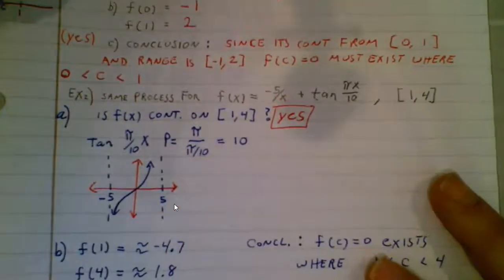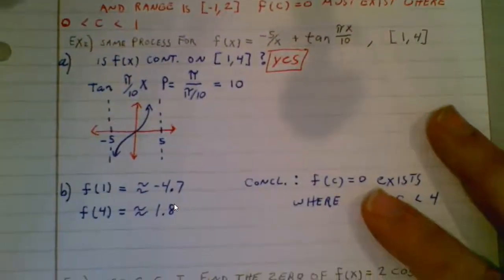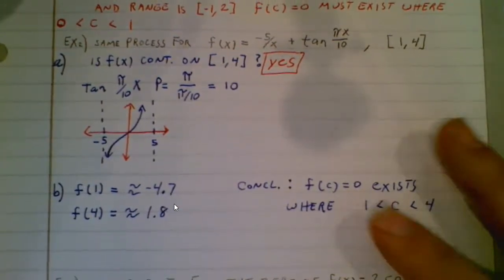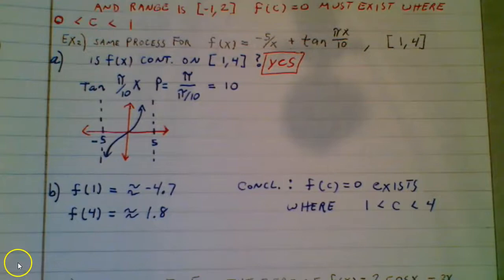So let me give you just another example along those lines. So here's kind of the same process that we're seeing on this one. All right, so what we're looking at on this one, I'm giving you a tangent function, and we are given the domain of 1 to 4. All right, and so first things first, is it continuous from 1 to 4?